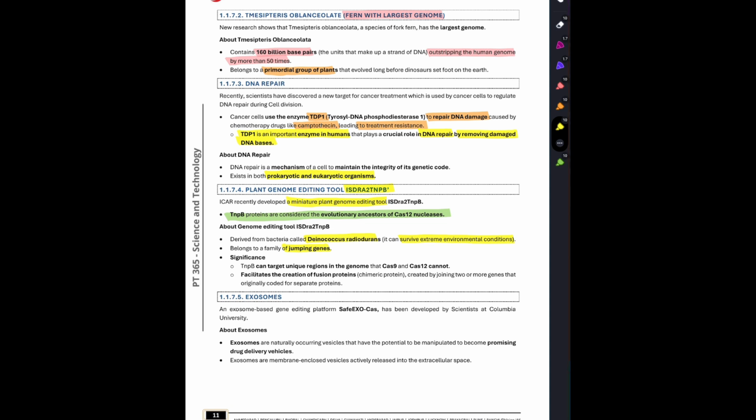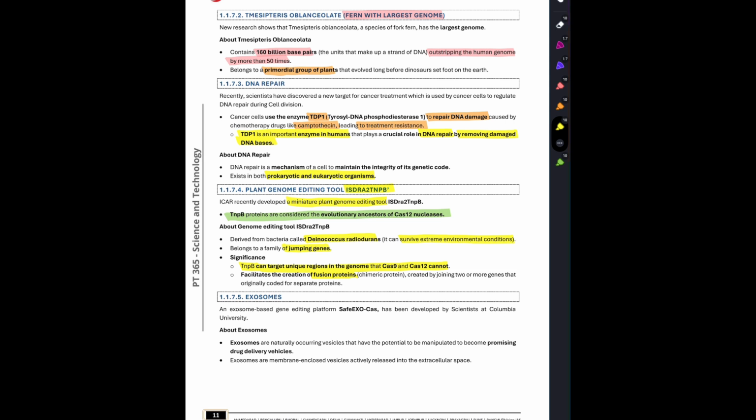Significance: TnpB can target unique regions in the genome that Cas9 and Cas12 cannot. So this is more efficient in targeting the unique genomes than Cas9 and Cas12. It facilitates the creation of fusion proteins, chimeric proteins created by joining two or more genes that originally coded for separate proteins.